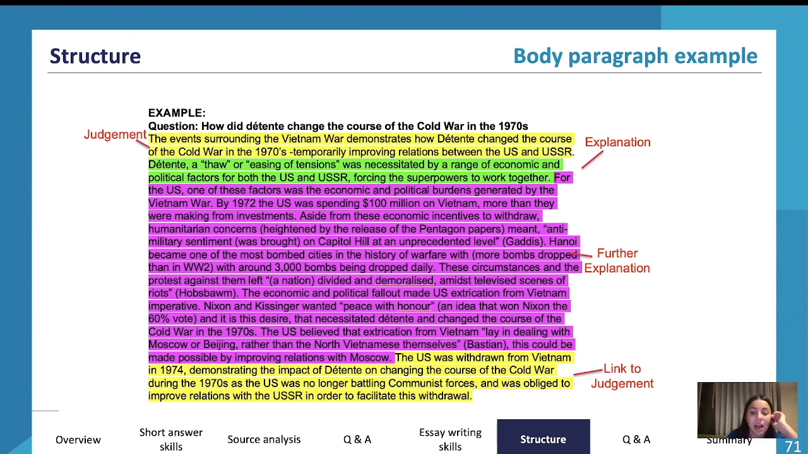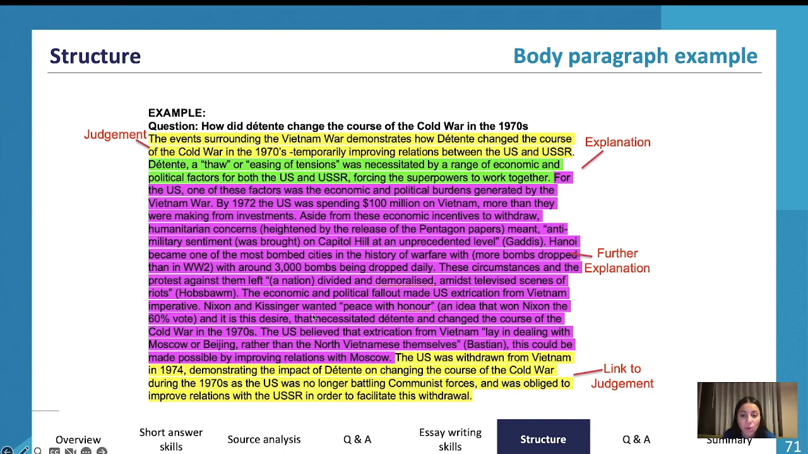Now it's got different types of details. So we've got, by 1972, the US was spending $100 million on Vietnam. That fact and that detail is the same as using historian quotes. I used to think, oh, historian quotes, I just need to write about as many historian quotes as possible. And yes, write about them where possible, but historian quotes are of the same value as details like this, numbers, stats, the 3,000 bombs that were being dropped daily, the 60% statistic that it's got here.